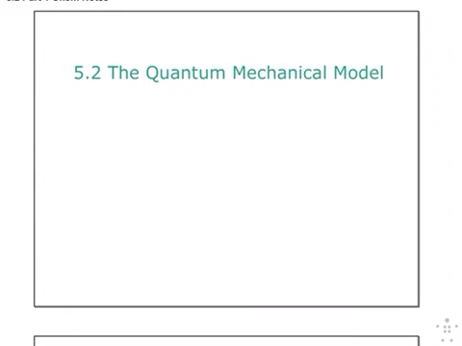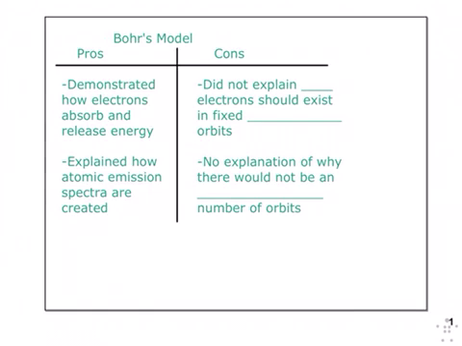All right, so we're going to look at the quantum mechanical model of an atom. This is an advancement from the Bohr model. Looking at the Bohr model, there are some pros and cons. A good thing about it is it showed that electrons can absorb energy and release it, and explains how the atomic emission spectra are created. However, it did not explain why electrons should exist in a fixed circular orbit.